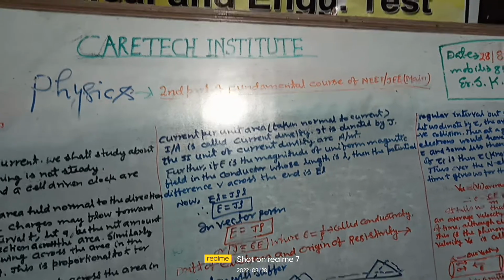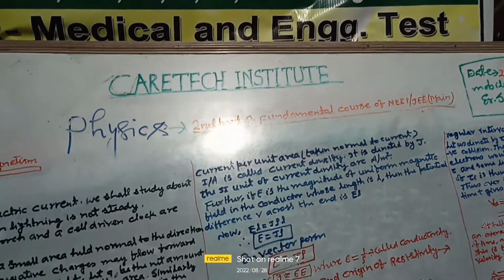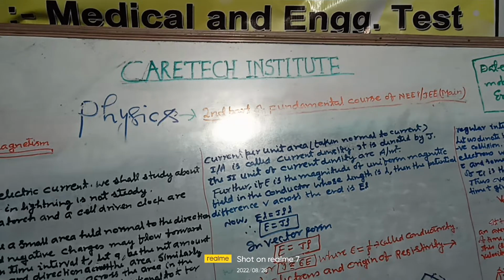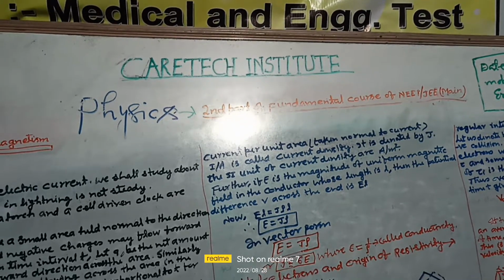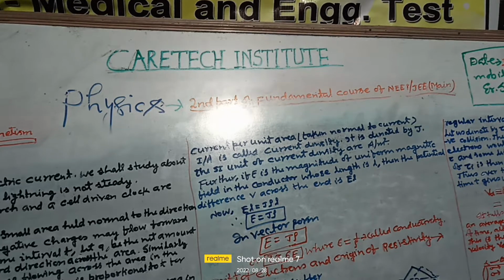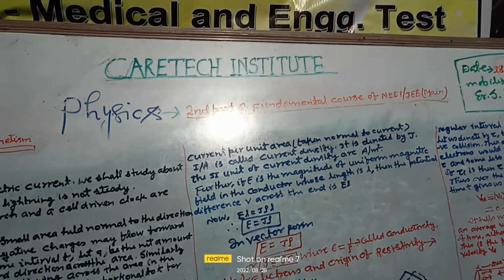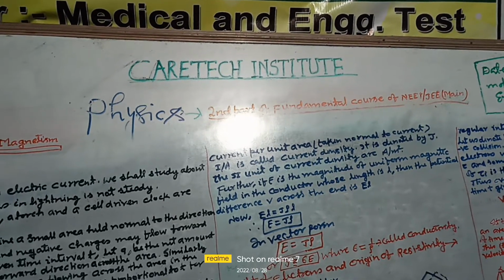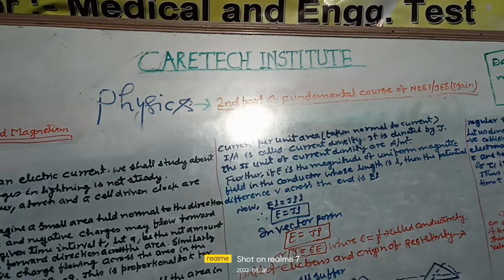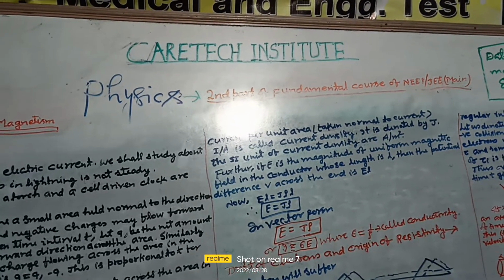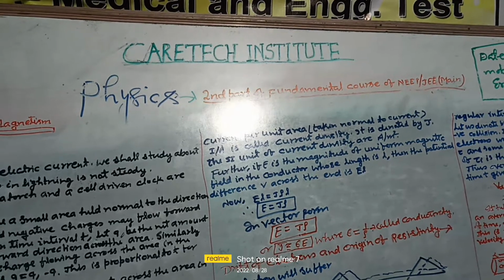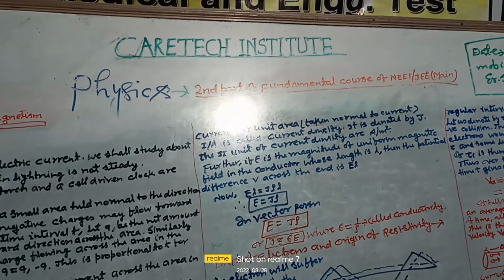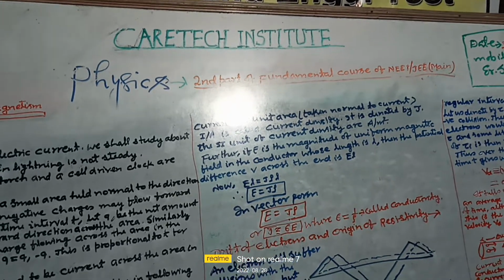Further, if E is the magnitude of uniform electric field in the conductor whose length is L, then the potential difference V across the ends is EL. Now EL = J rho L, therefore E = J rho. In vector form E = J rho and J = sigma E, where sigma = 1 by rho is called conductivity.